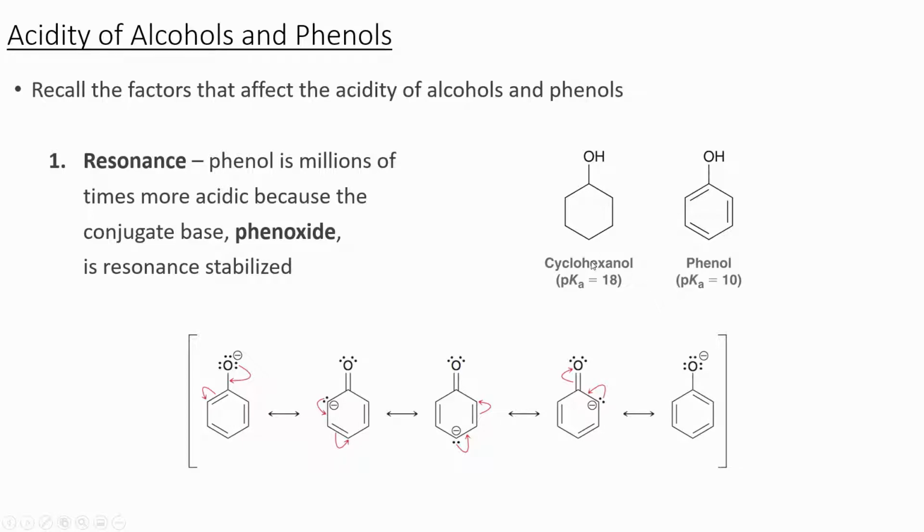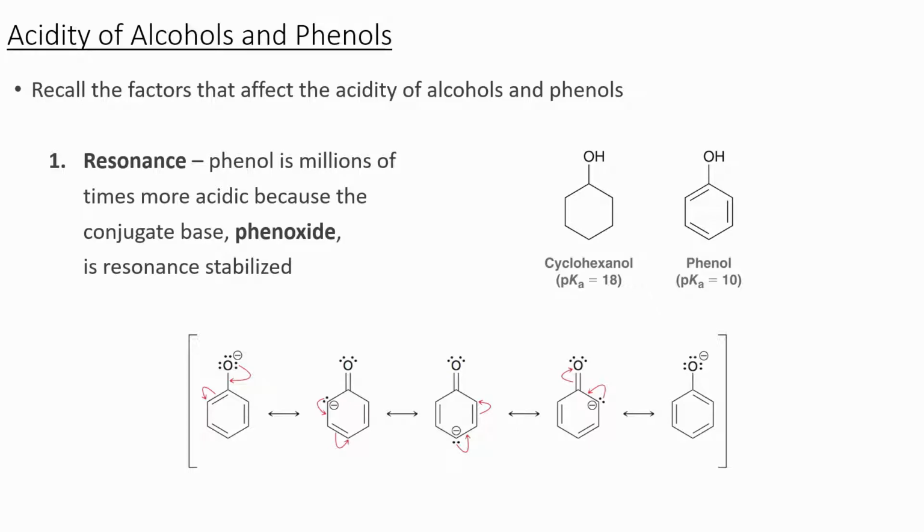So just going through some of these properties that affect acidity, a little bit more review. The first is the ability for a molecule to engage in resonance. So we can directly compare here cyclohexanol to phenol. Cyclohexanol and phenol are both attached to a ring, both attached to 6 carbons. The phenol has a pKa that is 8 units lower than that of cyclohexanol. So this means phenol is much, much, much more acidic because the pKa is 8 orders of magnitude lower.